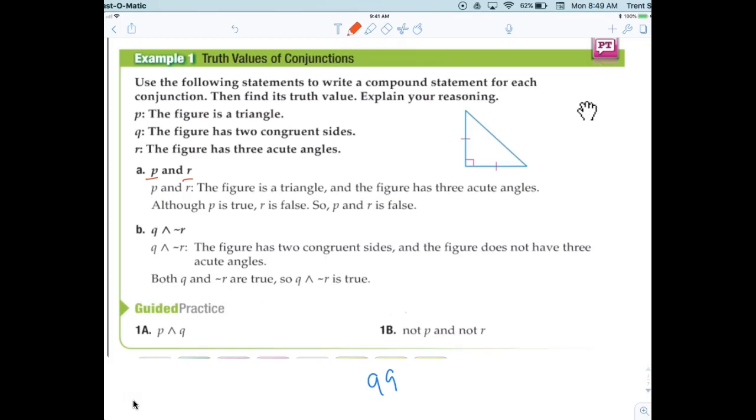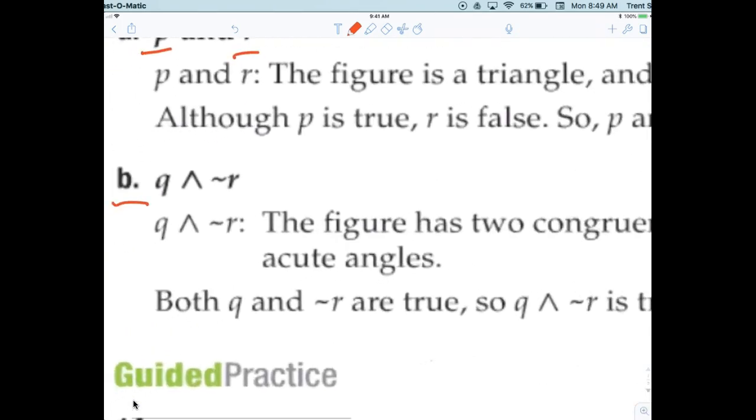Now, what about P? This is the symbol for and. How do I remember it's an and? Because it looks like an A to me. That's how I remembered it.